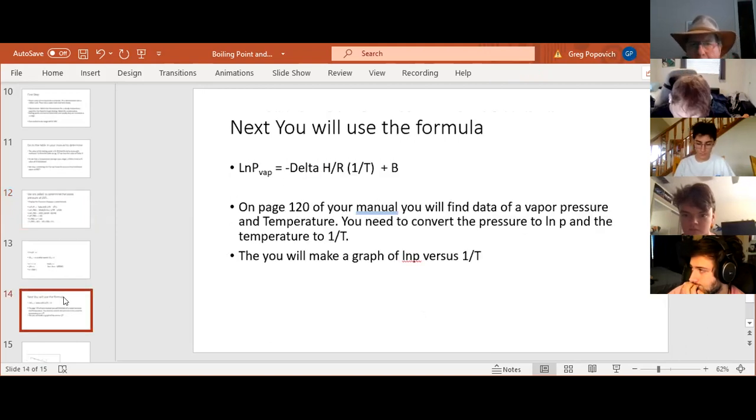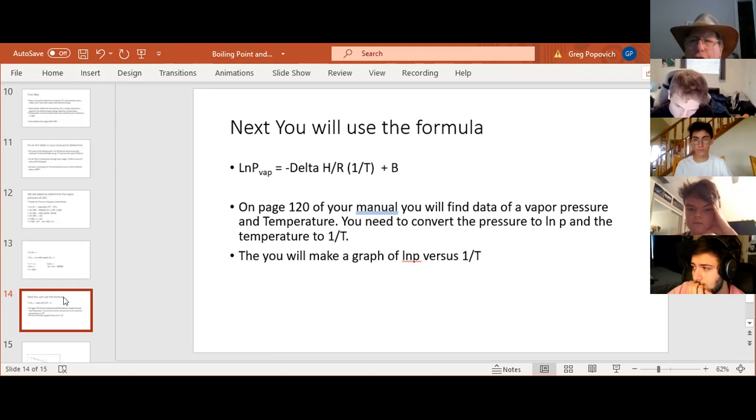Okay. Second half is going to be a little more involved. It's going to be a little more monotonous, and a little more tedious for you. On page 120 of your manual, you're going to find data of vapor pressure versus temperature. You need to convert all the vapor pressures to ln of P, and you need to convert all the temperatures to 1/T.